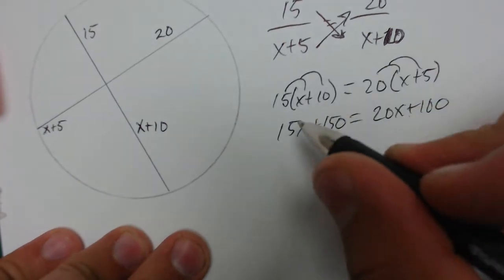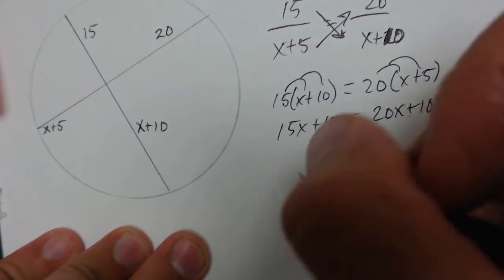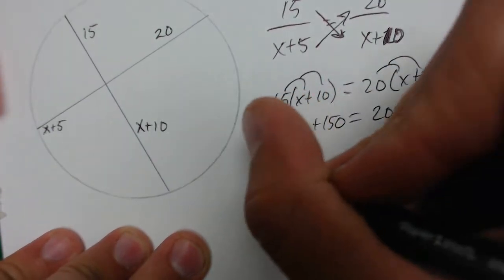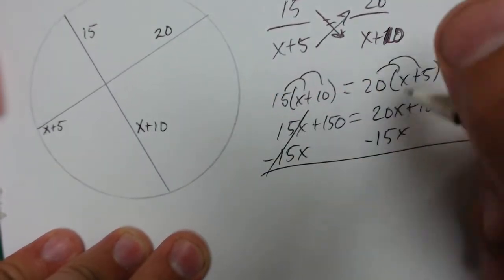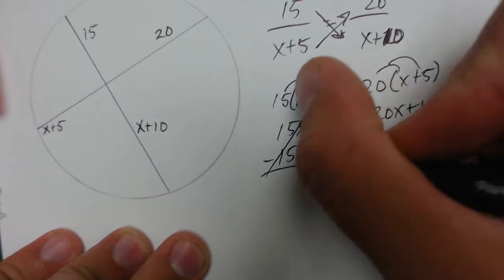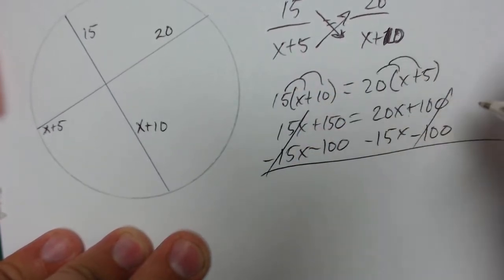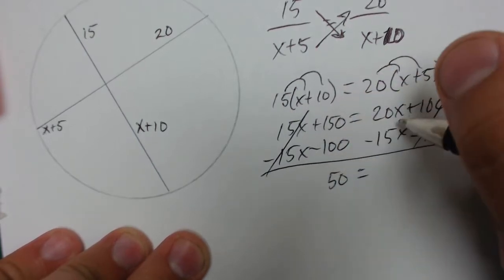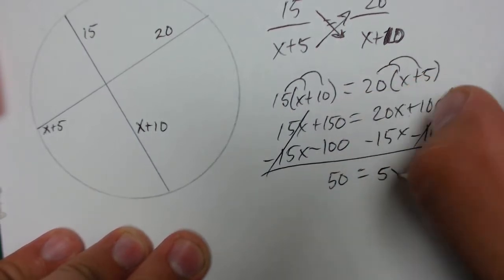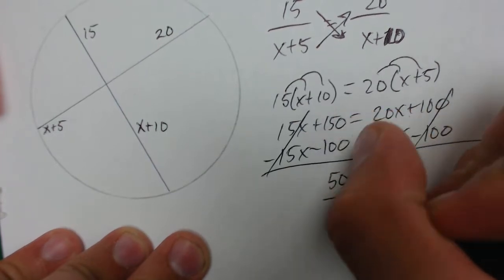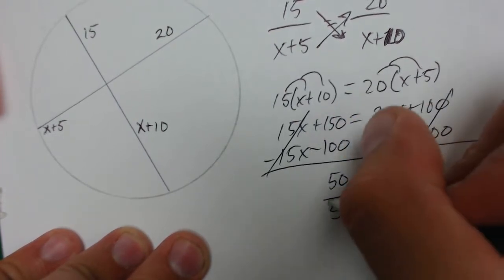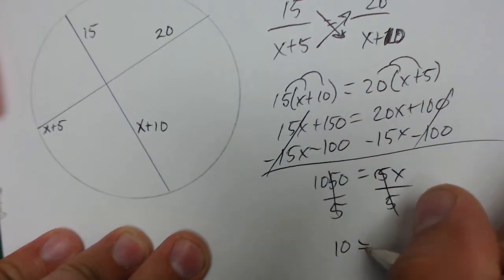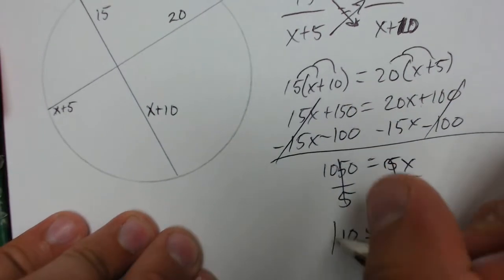Now we need to solve for x, so we'll go ahead and start moving things. I'll subtract 15x from each side to move them, and then I'll subtract 100 from each side to get everything on the same side. So 150 minus 100 gives me 50. 20x minus 15x leaves me with 5x. Divide each side by 5, and I get x equals 10. And now I have my value of x.